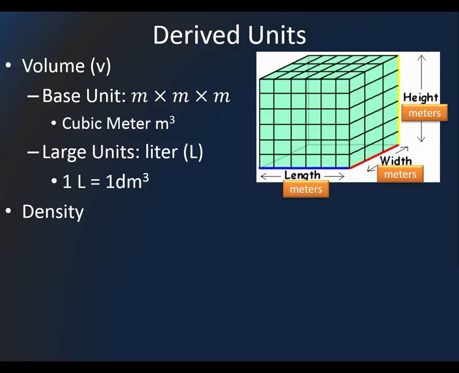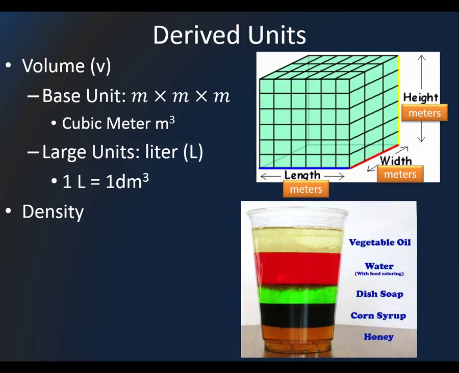We have other derived units where we don't actually have a new letter designation, and density is an example of that. You may have seen an example like this where you put water and vegetable oil and dish soap and you let them settle, and you see how the more dense things sink, the less dense things sit on top. And you may do some calculations and say, well, if we take the mass of these objects divided by the volume, we can figure out their density and know which ones will sink and which ones will float.